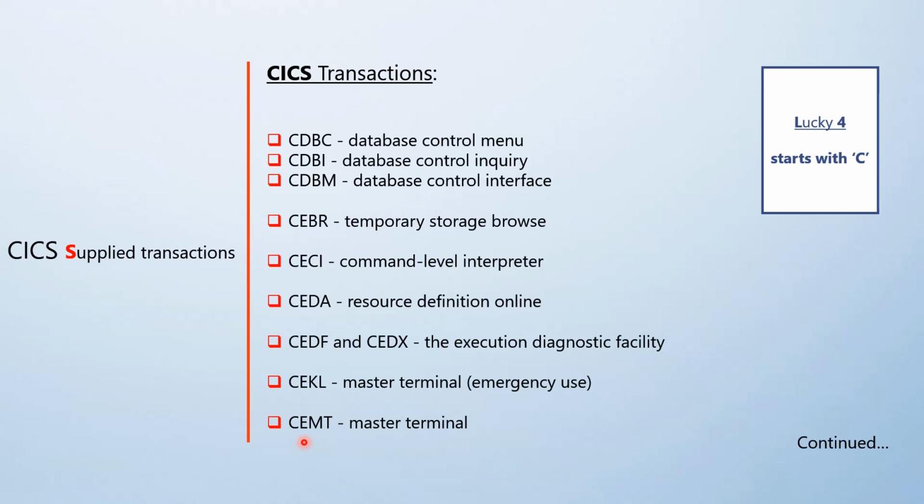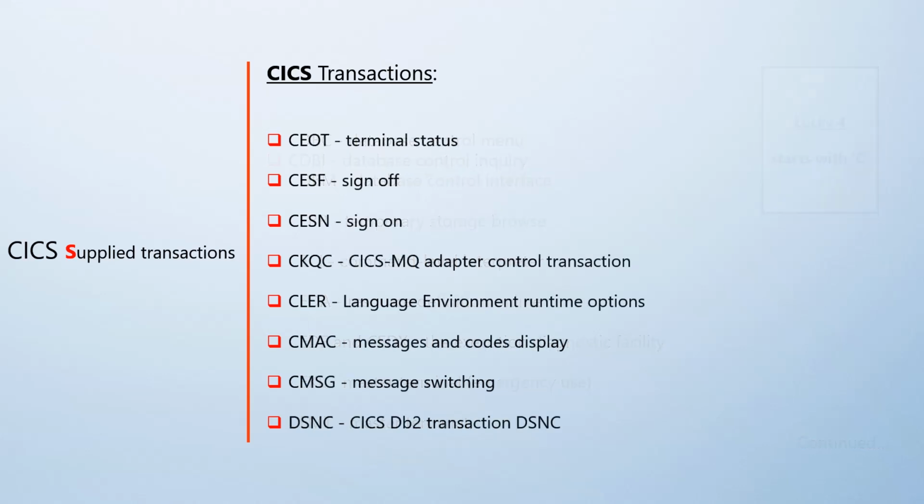And CEMT is the master terminal with which you can control multiple things, like your resources, both CICS system and application resources, as well as the system parameters itself. So this is one of the most powerful CICS supply transactions. And you have a few more, like CEOT, which is used to inquire your terminal status, CSSF is used to sign off from your CICS screen, and CESN is used to sign on.